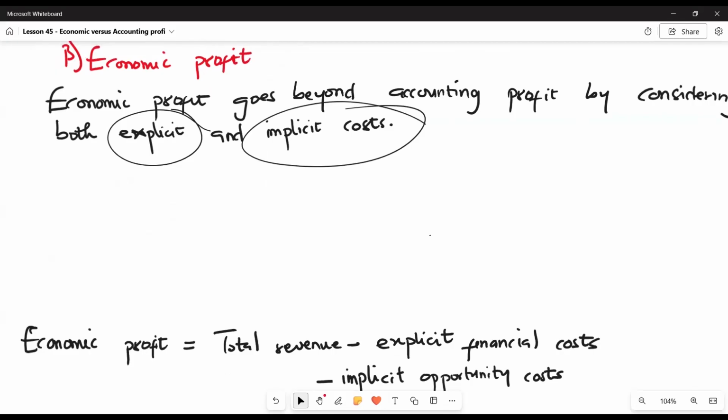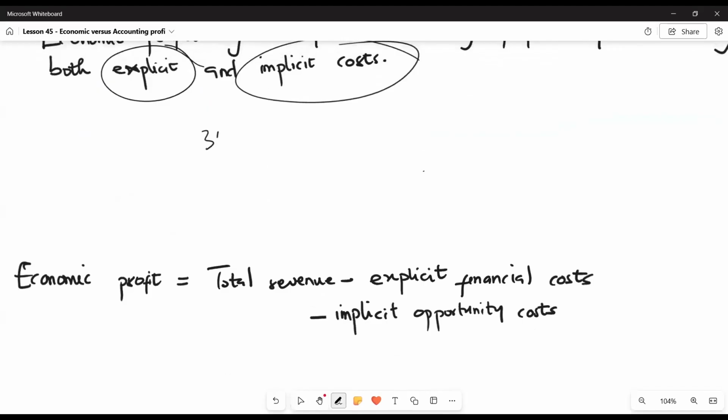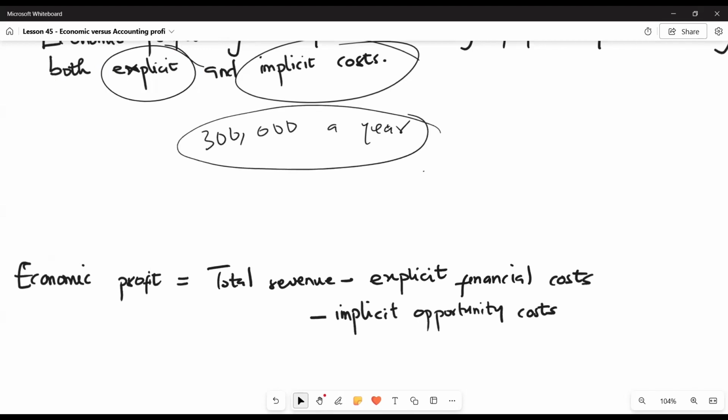For example, if you are currently employed and you are earning maybe £300,000 a year and you are thinking of quitting your job to start your own business, then launching your business will mean you are foregoing your annual income of 300,000 a year. So in this case, the opportunity cost of running your own business is the 300,000 annual income that you forego.